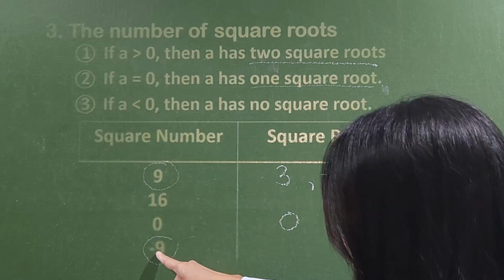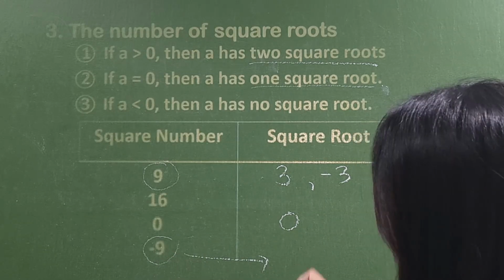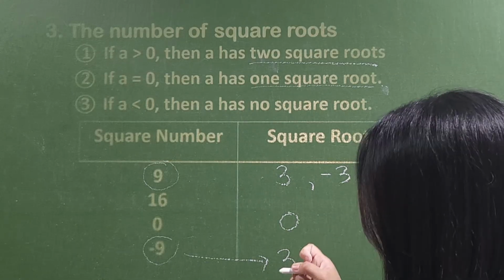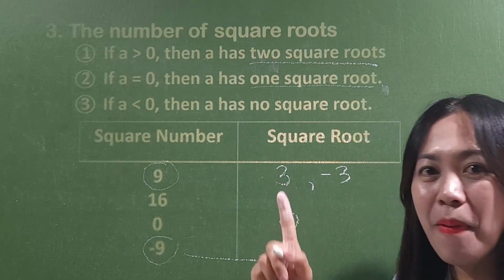Why? If it's negative 9, we cannot say that 3 is a square root. 3 times 3 will give us positive 9.